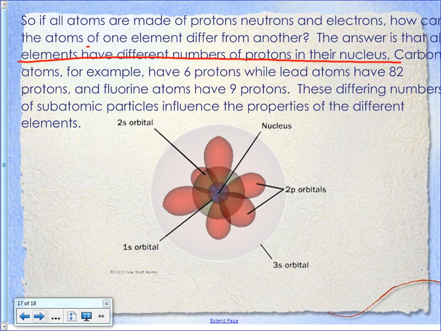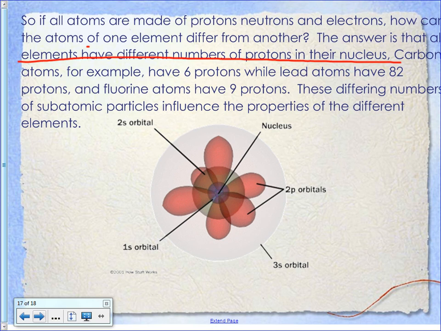It's also important to understand that the number of electrons has absolutely no effect on the physical properties of an element. Why is that important? Because they can lose and gain them all the time. In chemical reactions, electrons are lost and gained and all kinds of things like that. So they have no effect on the physical properties, only the number of protons.